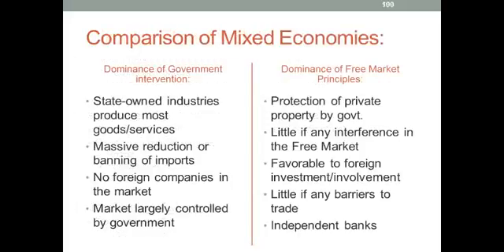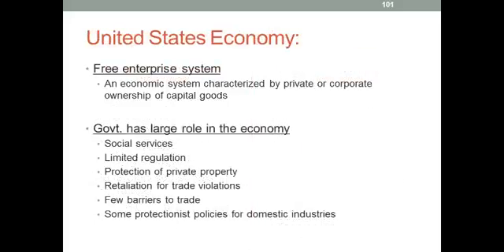All right, so comparison of mixed economies. So on the left, we have dominance of government intervention. So we have state-owned industries that produce most goods or services. There's a massive reduction or there's an outright banning of imports. No foreign companies in the market, and the market is largely controlled by government. A mixed economy where we have a dominance of free market principles, we have protection of private property by government, very little, if any, interference in the free market. They're favorable to foreign investment and involvement. There are little, if any, barriers to trade. And here's a key thing here, folks, independent banks. Independent banks are going to be really, really key as we continue to advance in our knowledge of economics. That's very, very important.